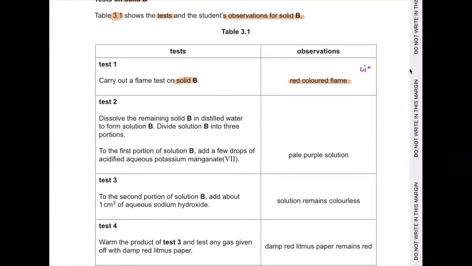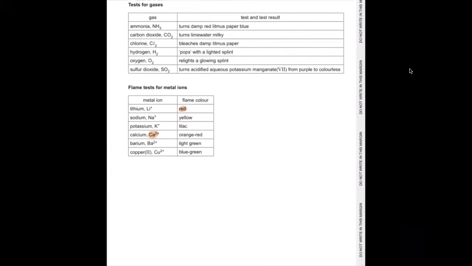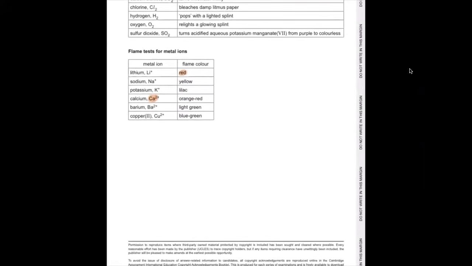Now, dissolve the remaining solid B in distilled water to form solution B. Divide solution B into three portions. To the first portion of solution B, add a few drops of acidified potassium manganate, pale purple solution. When we add a few drops and the solution goes pale purple, it means the purple color just becomes lighter, but no reaction occurs. So the pale purple color means there is no change. And if there is no change, there is no sulfite here, because that test is for the sulfite ion, if I'm not wrong, that is SO3 2 negative.